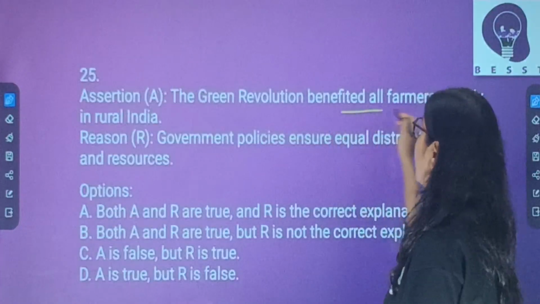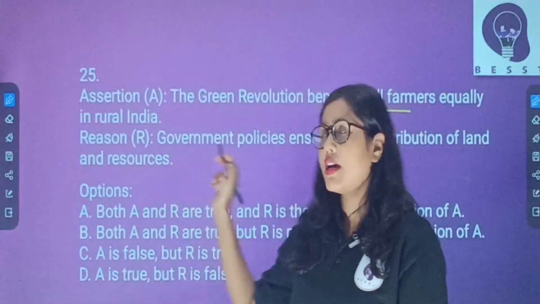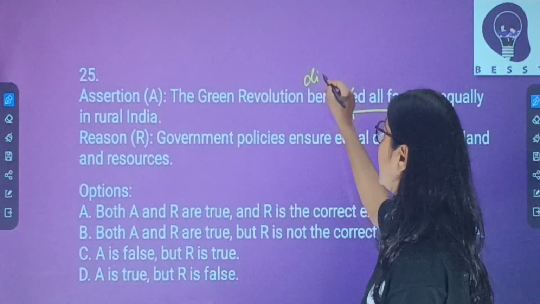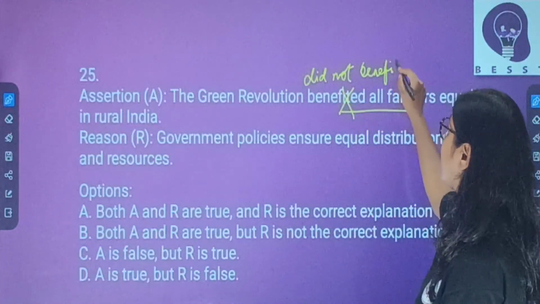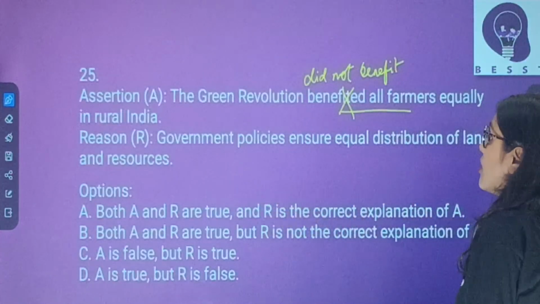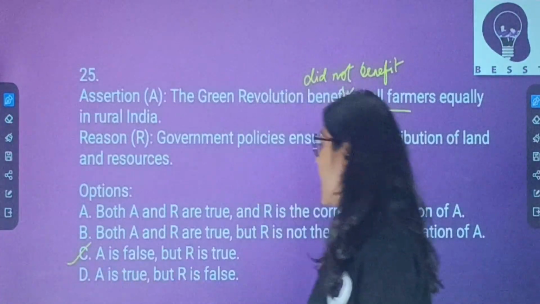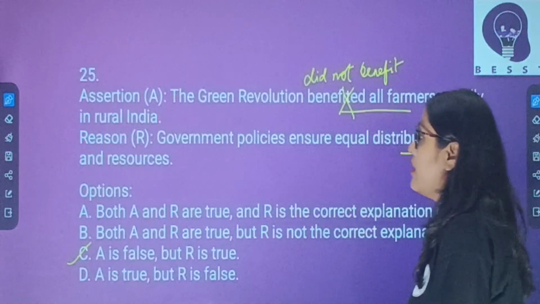The Green Revolution benefited all farmers equally in rural India. So will this be a correct answer? No. This did not benefit all equally. Reason: government policies ensure equal distribution of land and resources. So yes, A is false, but R is true. So government policies ensure equal distribution of land and resources.